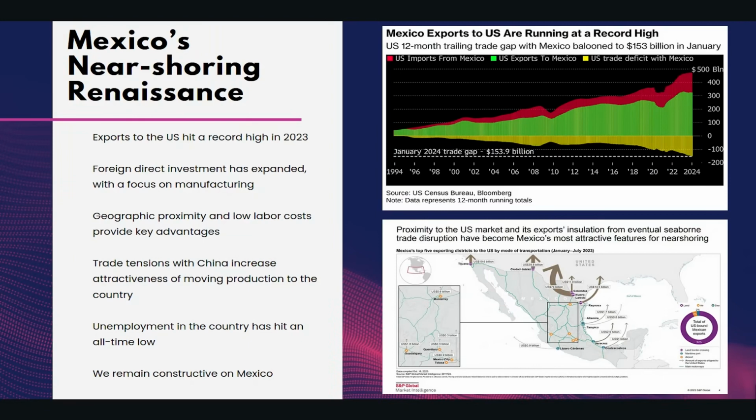This gives Mexico a key advantage because if you want to talk about being able to get your inventory in a predictable time frame, this is much better than sending it over the sea from China. The other thing that we're seeing in Mexico that resembles what we've seen in Vietnam is a surge of foreign direct investment with a focus on manufacturing. This is part of this global reshoring theme.